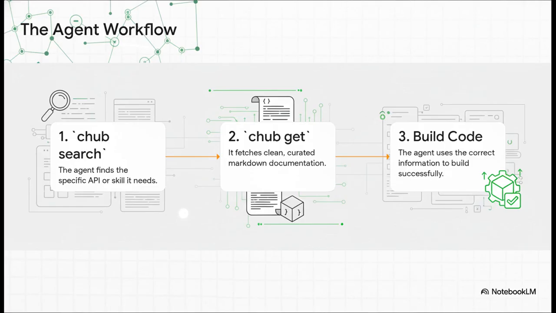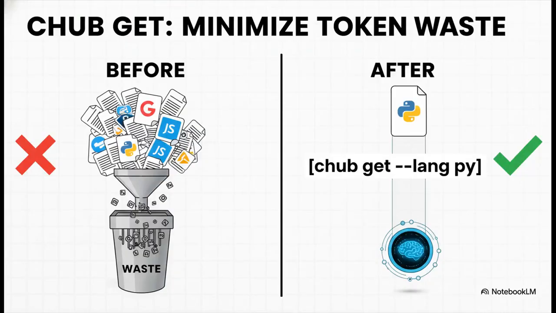And Step 3, armed with the right info, it just builds the code successfully. No more guessing, no more hallucinating. Now here's a really smart feature, something that I think is a game changer. It's all about precision and not wasting tokens.